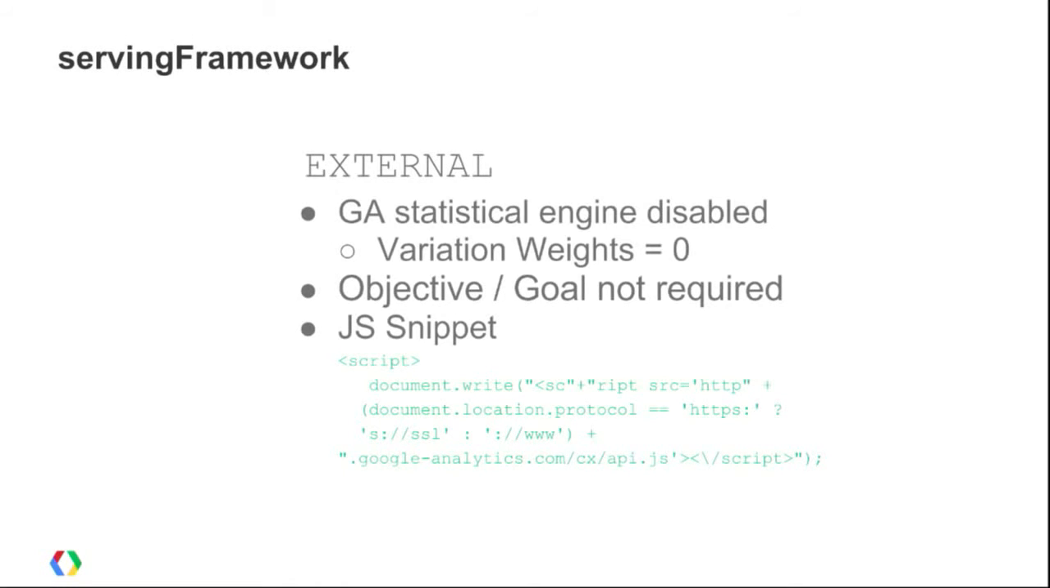Also, when you create the experiment, the objective or goal is not required. So you can leave it empty and it won't complain. Whereas if you set the serving framework to API redirect and you try to create without a goal, it'll give you an error. And then the snippet, again the JavaScript snippet, changes depending on the serving framework.